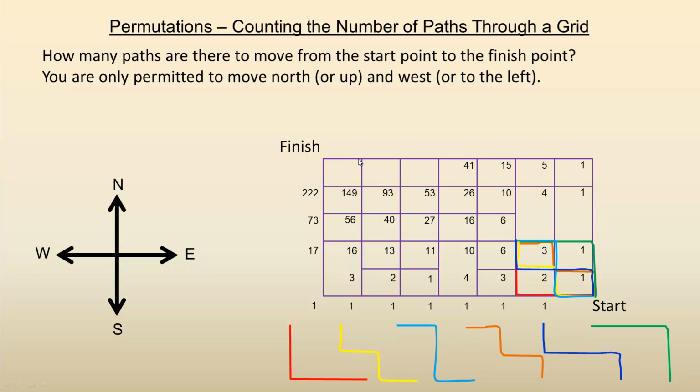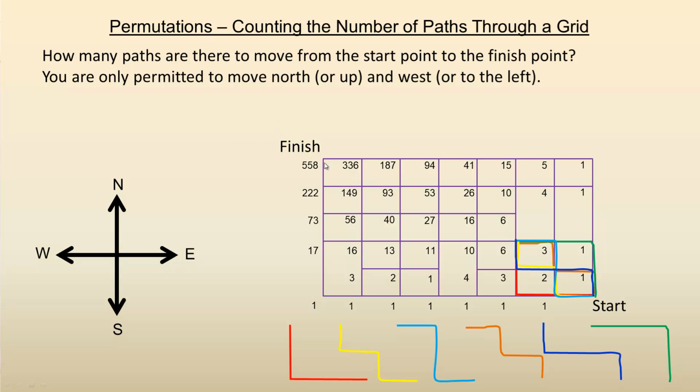Now I can't do this one yet because I have to know that, and I have to know that first. So let's go over here. 53 and 41 add to 94. And 93 and 94 for that one add to 187. For this point, 149 and 187 add to 336. And for this point, we add the 222 and the 336, and that is 558.